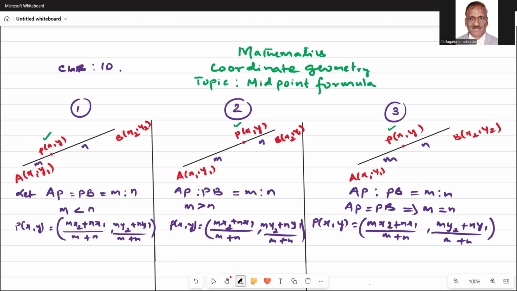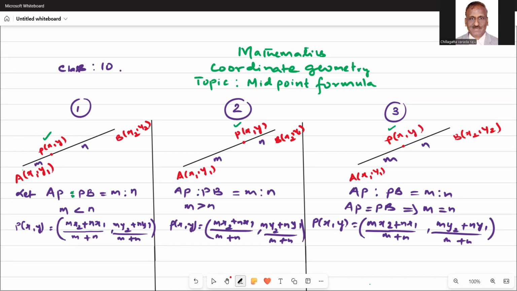In the first condition, point P is nearer to A. That means AP is to PB is equal to m:n, and here m is less than n. In the second condition, P is a little far from A; it is nearer to point B as compared to point A. Here, AP is to PB is m:n, and m is greater than n.